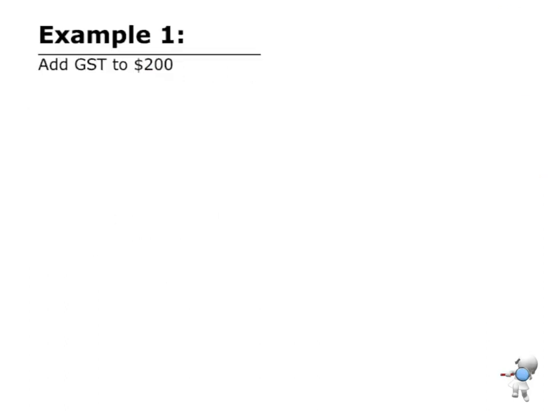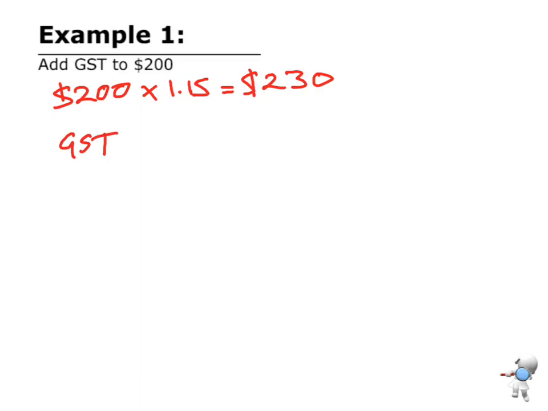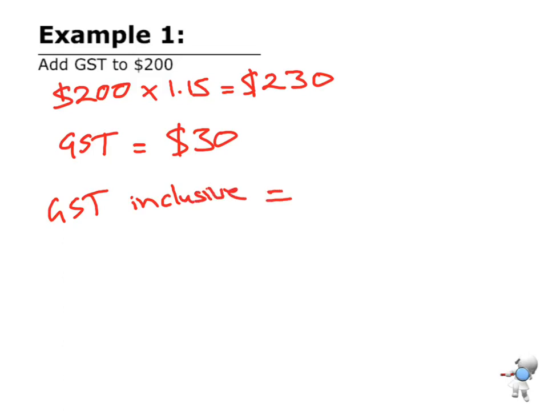So for example, I want to add GST to $200. I'm going to take that amount of $200 and multiply that by 1.15. And that gives me $230. So that tells me that the GST portion of it is $30. The original amount is $200, and the GST inclusive price is $230.